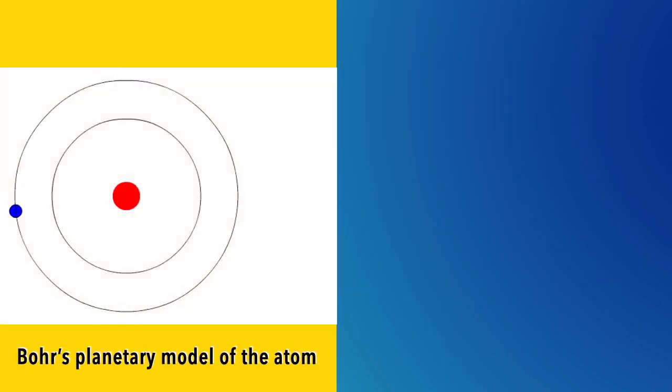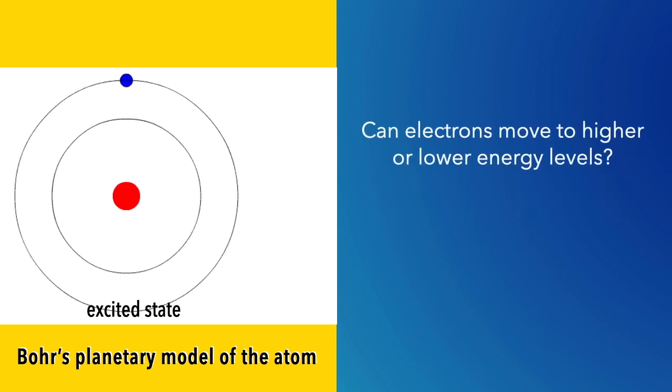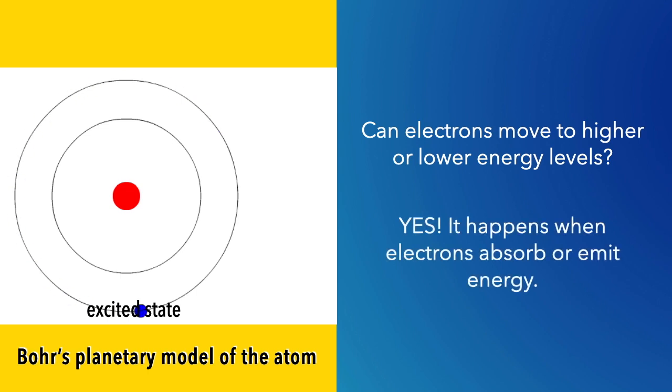Now, this is the illustration of the Bohr's planetary model of the atom. Ang electron na to ay nasa energy level 2 or second energy level. Since nasa higher orbit siya, ito ang kanyang excited state. And as long as the electron stays in its given orbit, there is no absorption or emission of energy. Question: pwede bang mag-move yung electron sa higher or lower energy levels? Pwede ba siyang mag-jump sa ibang orbits? Answer is yes. It happens when electrons absorb or emit energy.